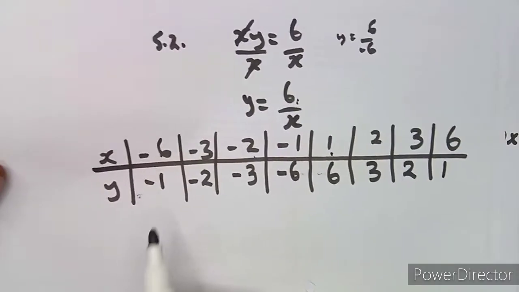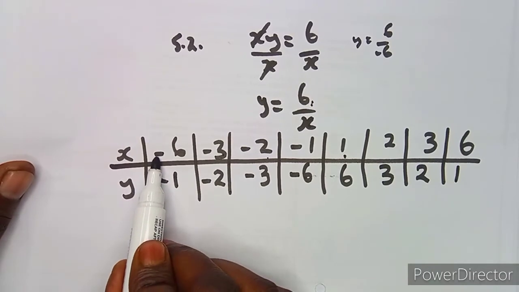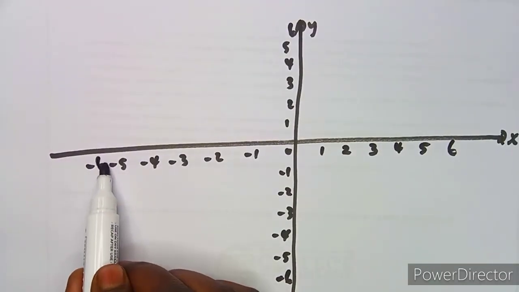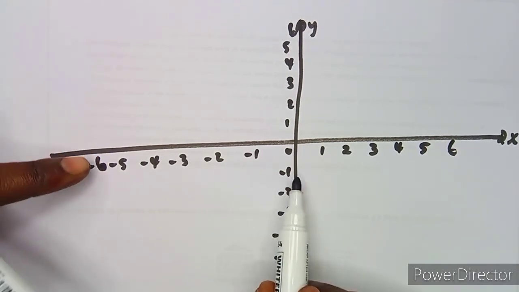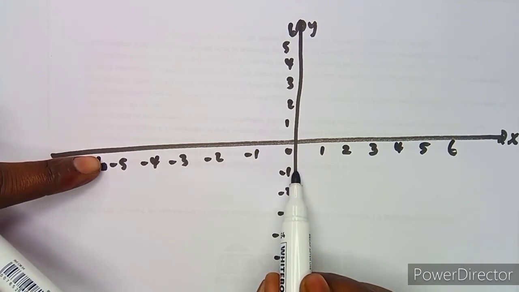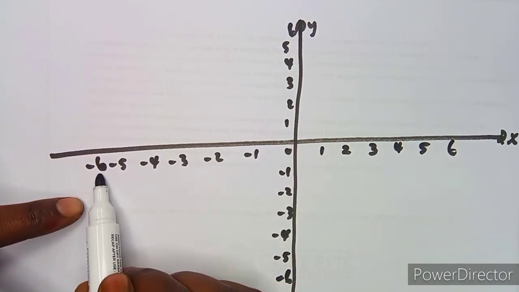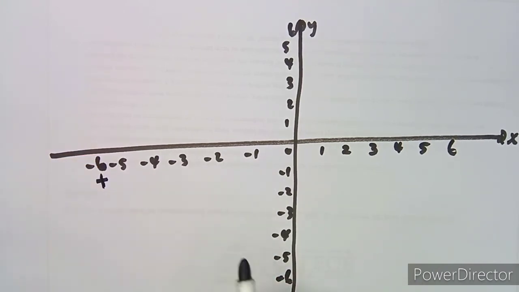Now we are going to mark the points minus 6 in x, minus 1 in y. So it's minus 6 in x here, minus 1 in y, where these 2 points meet. So where these 2 points meet, you mark a point on your graph. You move on to another one.